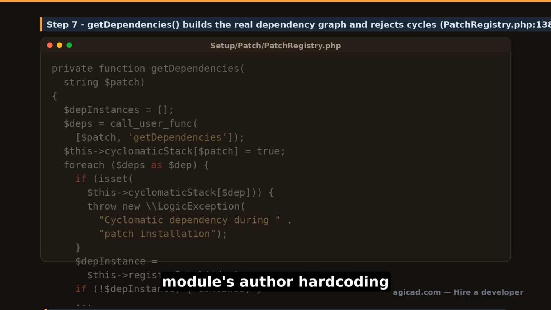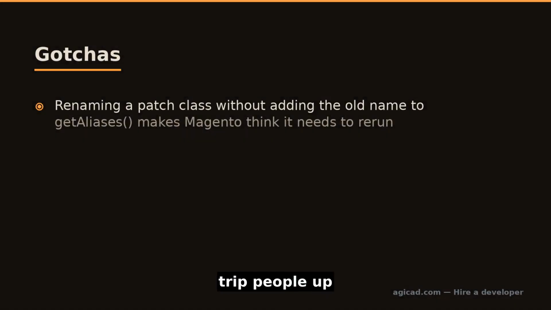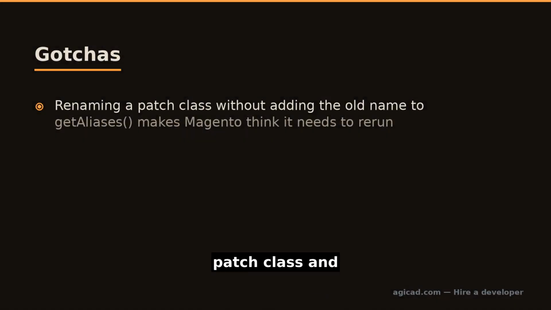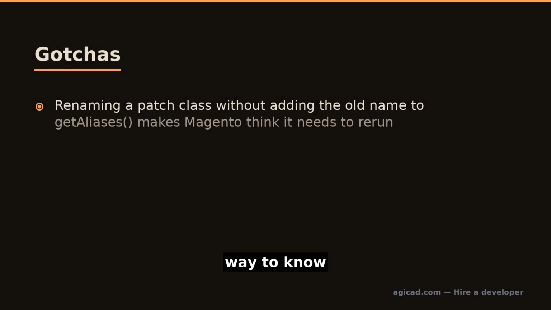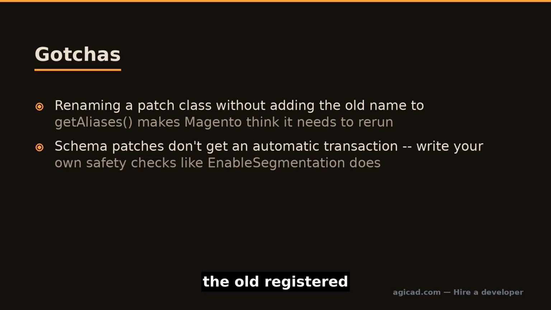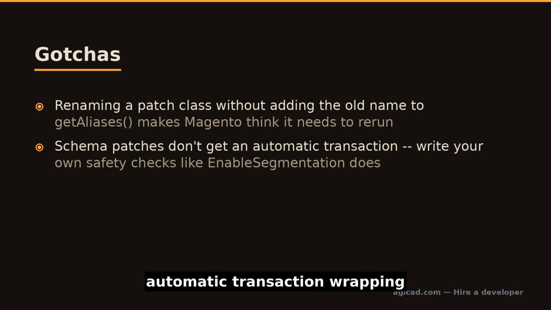A few things trip people up here. Rename a patch class and forget to list its old name in getAliases, and Magento has no way to know it's the same patch. It will try to rerun it, and fixPatch's own guard will only save you if it somehow still matches the old registered name, which it won't. Schema patches don't get PatchApplier's automatic transaction wrapping the way data patches do, which is exactly why EnableSegmentation adds its own isTableExists checks. Copy that pattern in any schema patch that isn't naturally idempotent on its own.